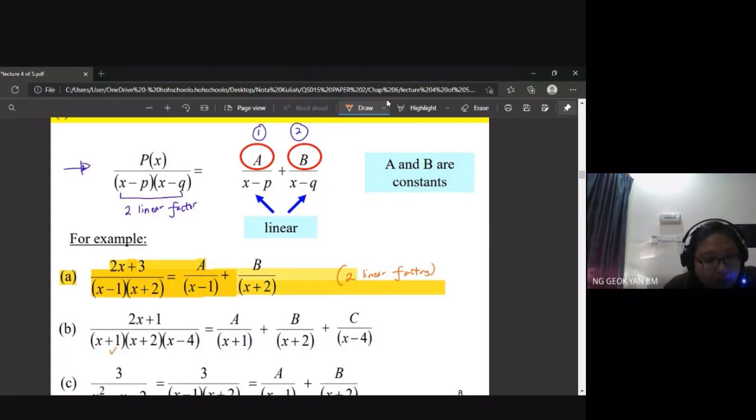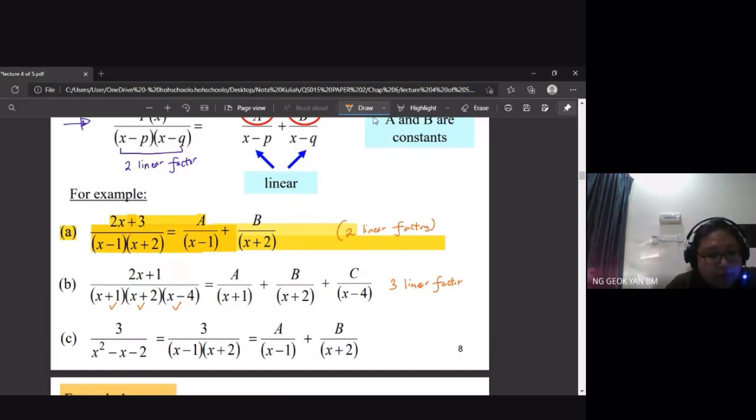So how about this? 1, 2, 3. So it has 3 linear factors. So therefore your partial fractions will have 3. And then the last one, how about this? This is a quadratic. But we cannot yet determine how many partial fractions. So you have to do factorization, see whether it can be factorized or not. If it can be factorized, you found that after factorizing, you get 2 linear factors. So it is still 2 linear factors.